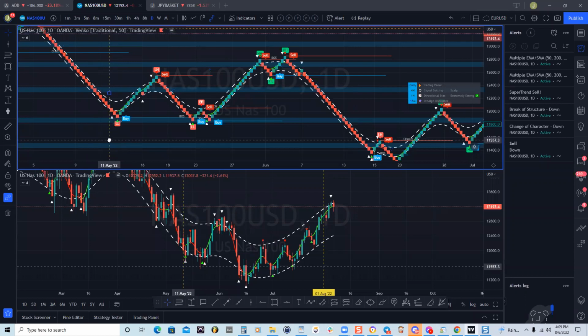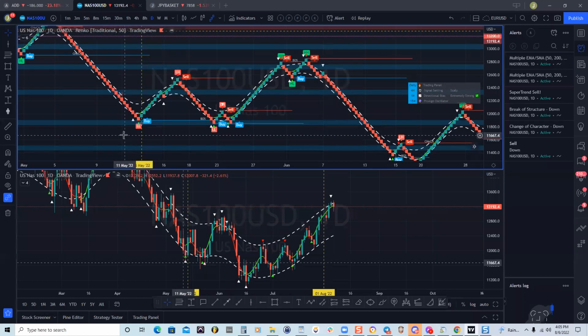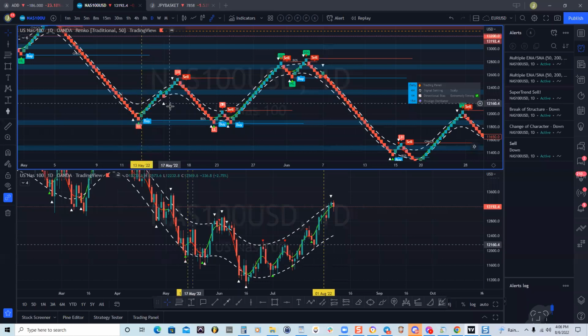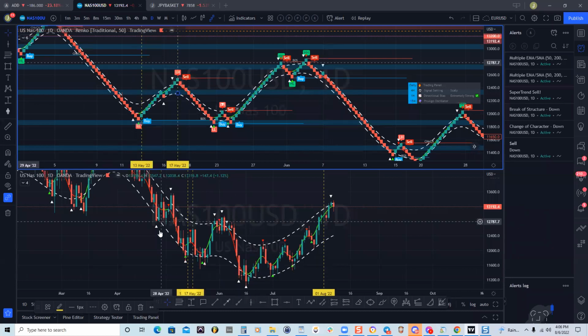Correct. This is how I understand it, and show me if I'm wrong. May 12th, I would have jumped in this trade on May 13th. I would have let this arrow print, this lower low print, this green arrow print on this brick, and I would have jumped in this trade on May 13th, which is here, and I would have held it all the way from May 13th to May 17th. And let's see how this looks here.